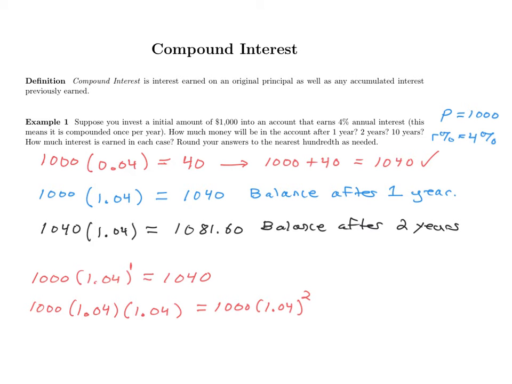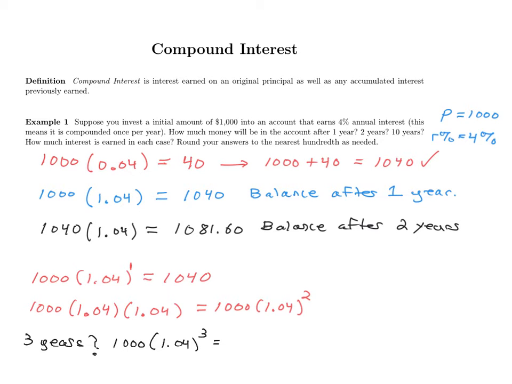So if you want the balance after 1 year, you would just put a 1 in this exponent. If you want the balance after 2 years, you can put a 2 in this exponent. What if you wanted the balance after 3 years? This trend continues. You would take 1,000, you'd multiply it by 1.04 to the power of 3.